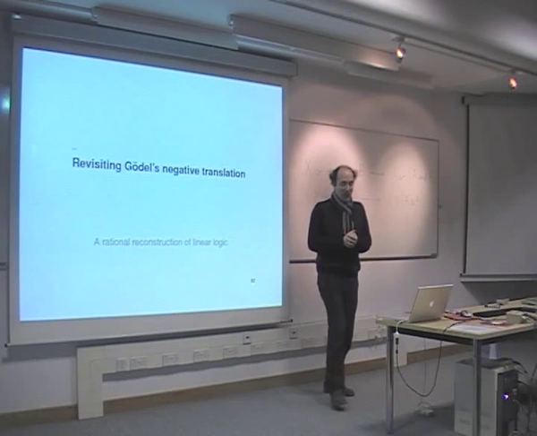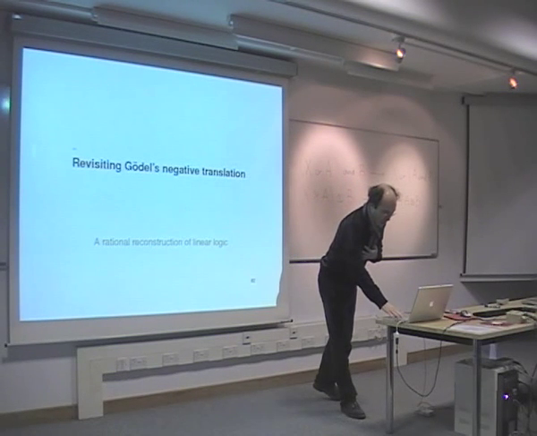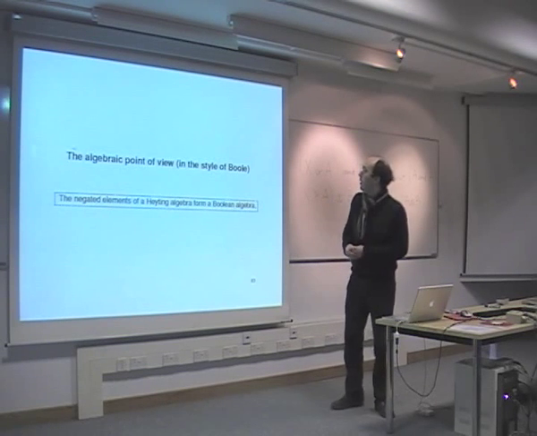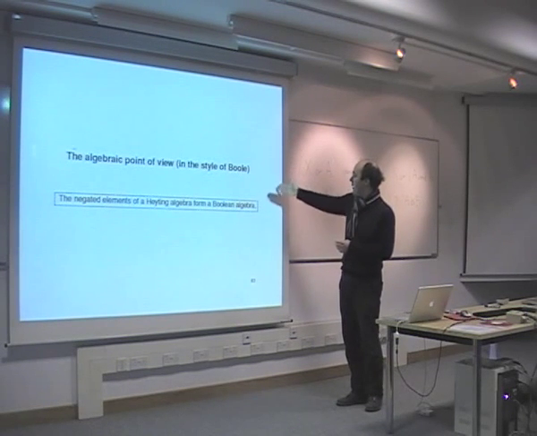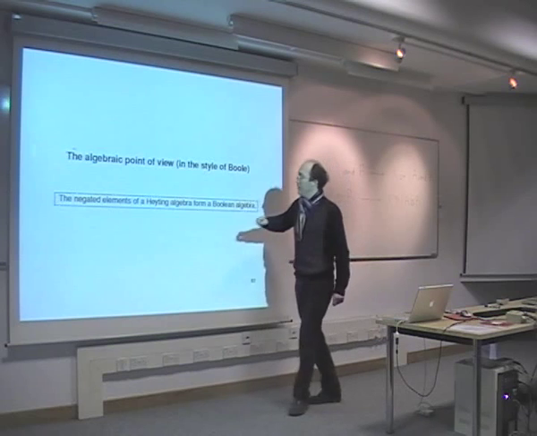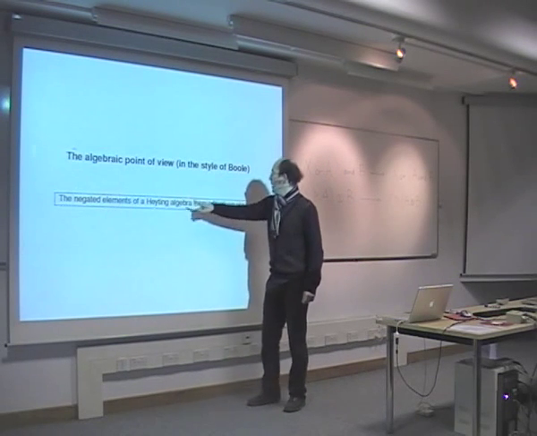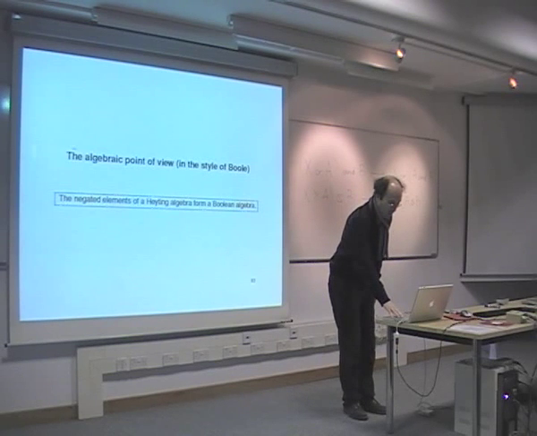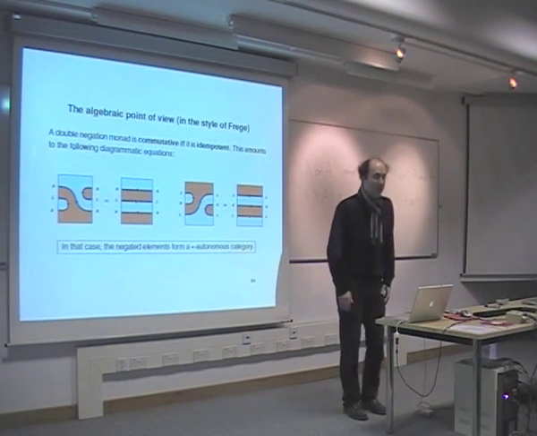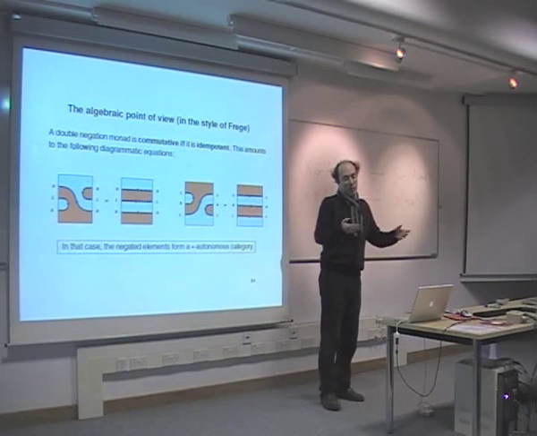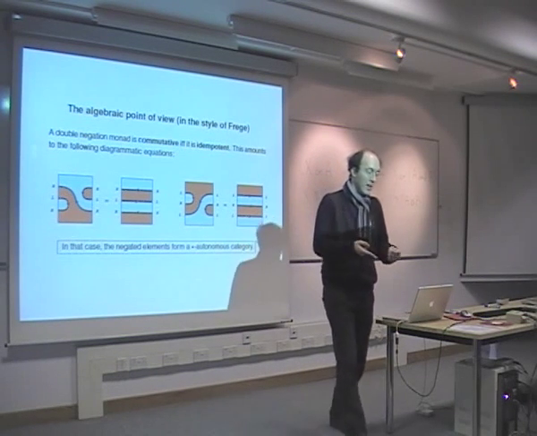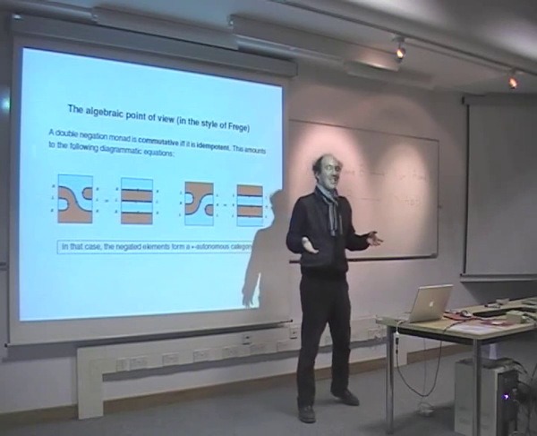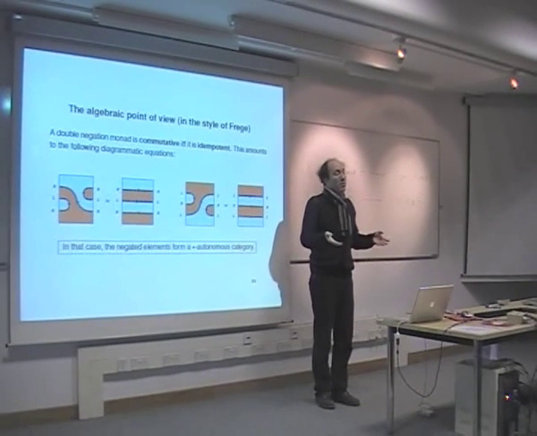And that's the place where linearity comes in. So, an algebraic way to think about Gödel's translation is that the negated elements of a Heyting algebra form a Boolean algebra. Okay? But now if you try to do the same with a dialogue category, so you have a category with a tensor product and non-involutive negation, you take the negated objects, you don't get anything of interest. Okay? You get a category, but it's okay.